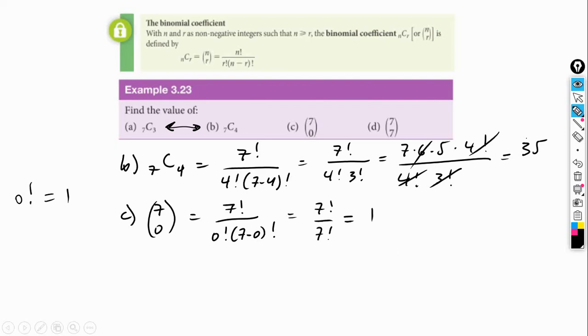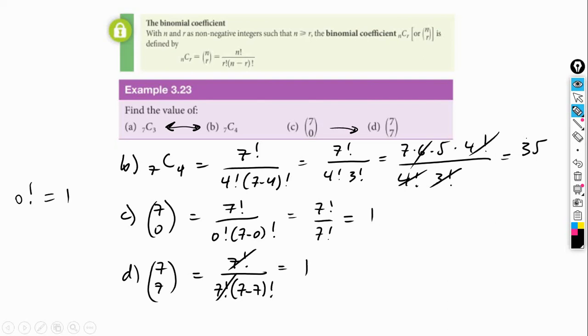D is also similar because if you look at D, which says do the combination with 7 and 7, this is going to be 7 factorial over 7 factorial times (7 minus 7) factorial. So notice that this will cancel out with this, and this is simply going to be 0 factorial, which is 1. Therefore, this is equal to 1. So notice that these two are also equivalent.